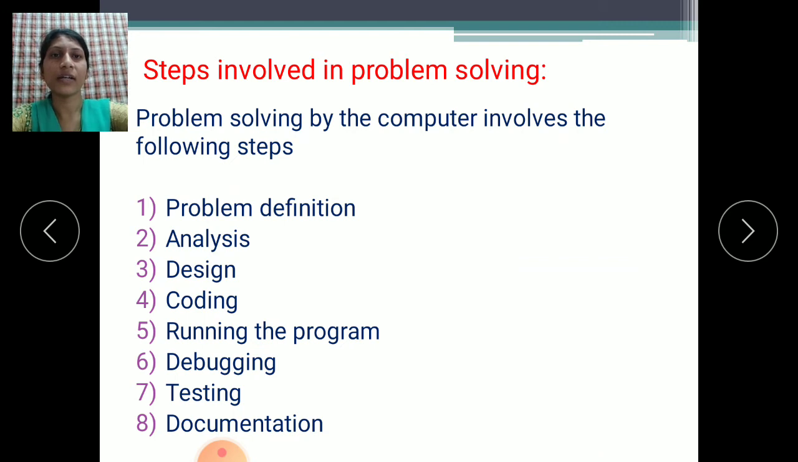Here there are some steps to solve any particular problem. Steps involved in problem solving: problem solving by computer involves the following steps. If you want to solve any particular problem using the computer, we should follow all these steps. Using all these steps we write the program on the computer.